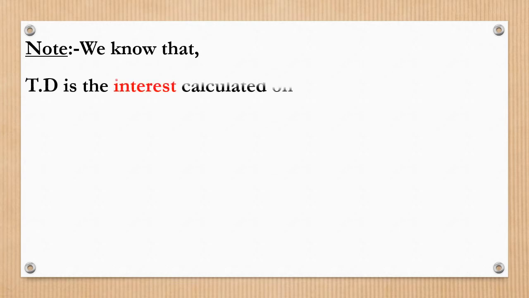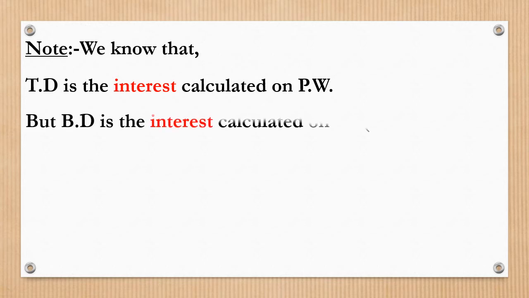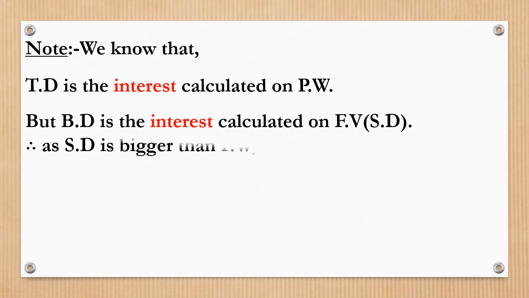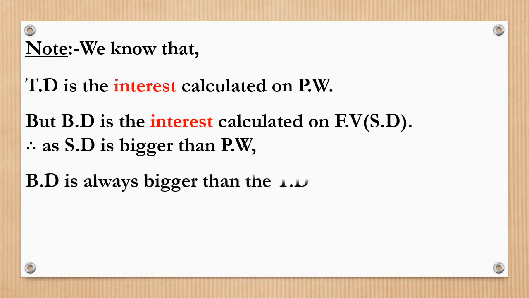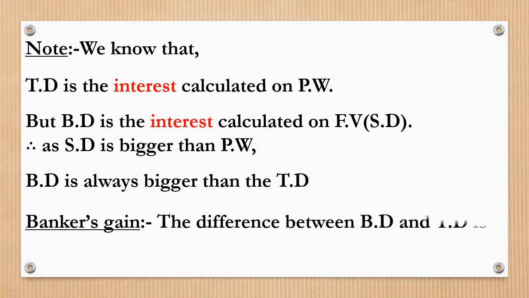Let us see some important points. True discount is the interest calculated on PW, that is the present worth. But banker's discount is the interest calculated on the face value, that is the sum due. Sum due already includes the true discount. Now, since the sum due or face value is more than the present worth, we can say that banker's discount is always bigger than the true discount.